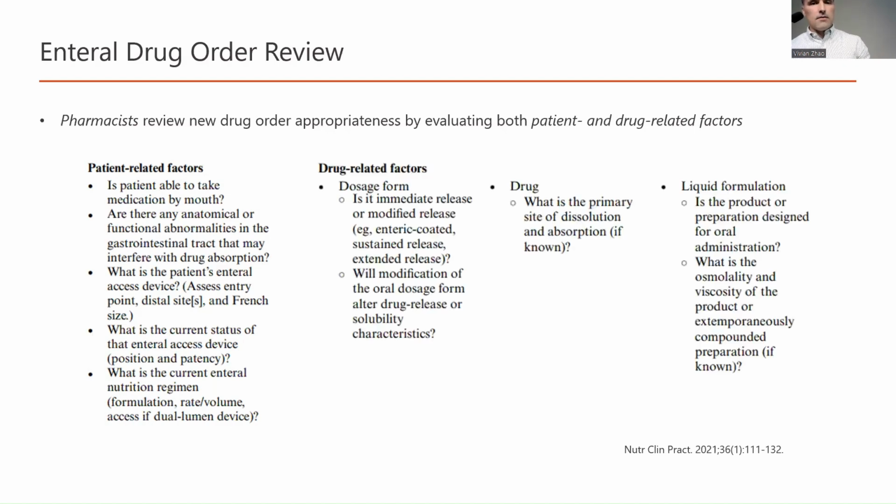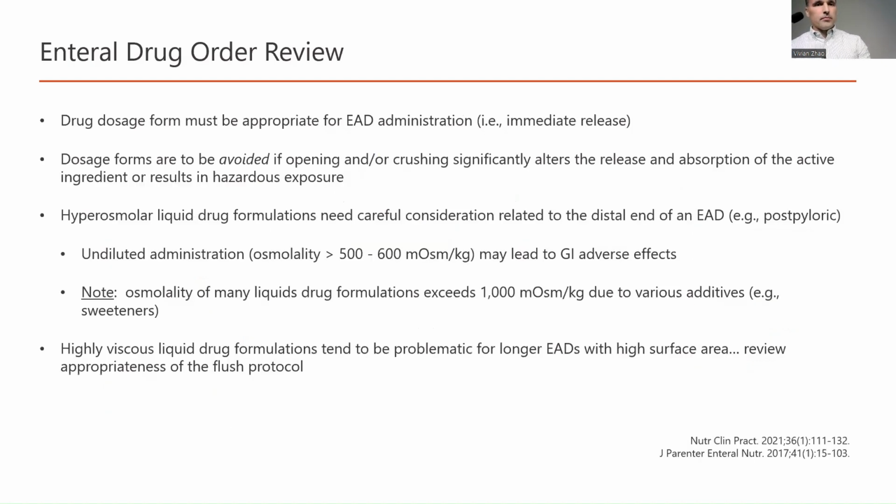In terms of drug-related factors, we have the dosage form. Is it immediate or modified release? Also, does a modification of the oral dosage form change the physical chemical characteristics of the drug? What is the primary site of dissolution and absorption related to where the distal end of the feeding tube is? And as far as liquid formulation, what is the osmolality and viscosity of the product, whether it's an FDA-approved product or a product that has been extemporaneously compounded? Dosage forms are to be avoided if opening it like a capsule or crushing it like a tablet significantly changes the release and absorption of the active ingredient or results in hazardous exposure.